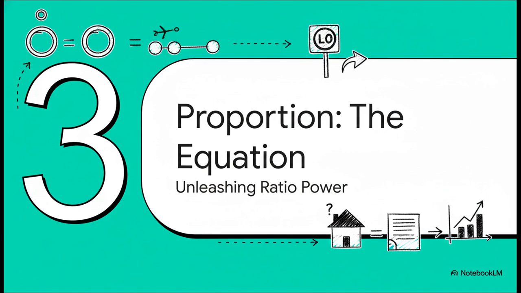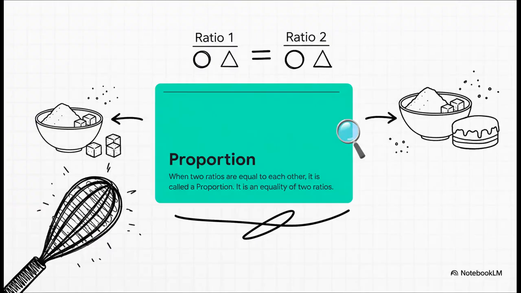And this is where we turn a basic comparison into a predictive tool. So a proportion is just a statement saying 2 ratios are equal. Let's go back to our recipe. If the ratio of flour to sugar in your small batch is the same as it is in a large batch, then those 2 ratios form a proportion. And that equality is what lets us scale things perfectly.